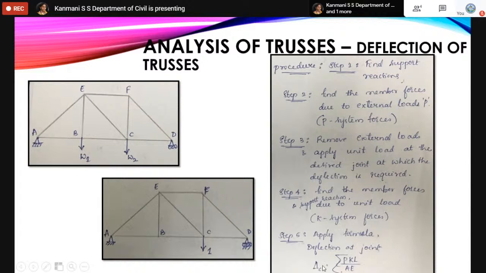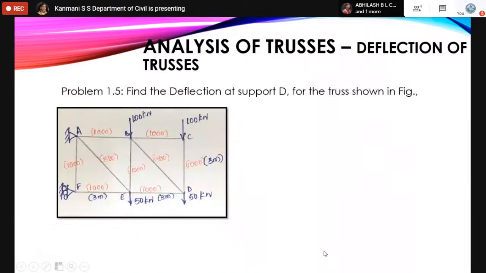Afterwards, we have a formula. Straight away, you should remember this formula. This is the deflection formula at the joint, where deflection delta C equals summation PKL divided by AE, where P is the member force we got in each member due to external loads, and K is the member force we got due to unit load in each member. A is the area of each member, and E is Young's modulus of elasticity of the material used in each member. So these are the steps followed to find the deflection of truss joints.